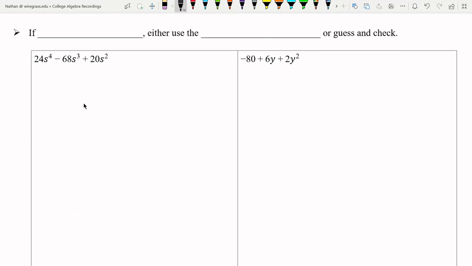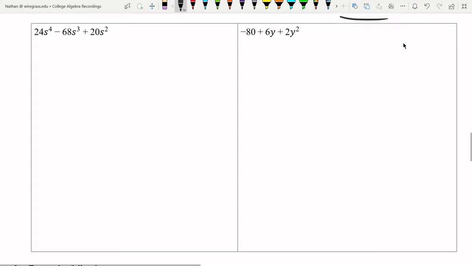Now, if we have a trinomial, we can either use the AC method or guess and check if you know how to do that. I'm going to show you the AC method because it gives you a process to follow, and it works pretty well. So first off, you always want to take out the greatest common factor. In this case, I can take out an s squared, and from all the numbers, I believe I can take out 4. Let's try 68 divided by 4. Yes. So I'm going to take out a 4s squared.